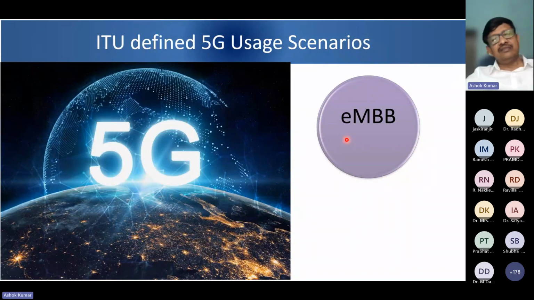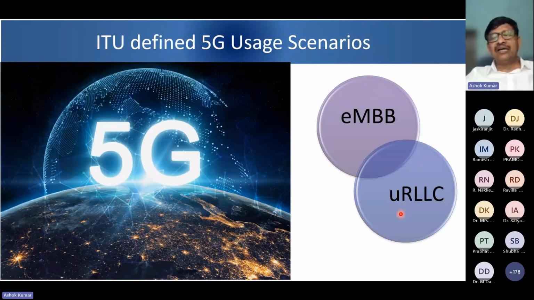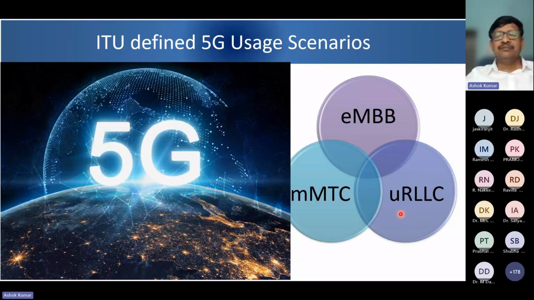The first is eMBB, that is Enhanced Mobile Broadband. The second is uRLLC, that is Ultra Reliable Low Latency Communication. And the third is mMTC, that is Massive Machine Type Communications. So broad usage scenarios are these three.